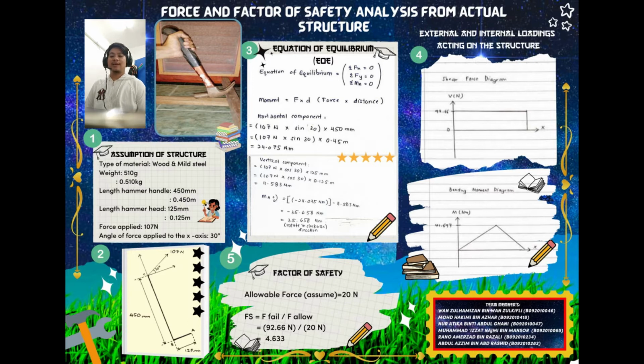I will present my part for this assignment, which is the free body diagram (FBD). The length from point A to point B is 125 mm or 0.125 meter. The length from point B to point C is 450 mm or 0.45 meter. For the force, we apply 107 Newton, and the angle of the force is 30 degrees.